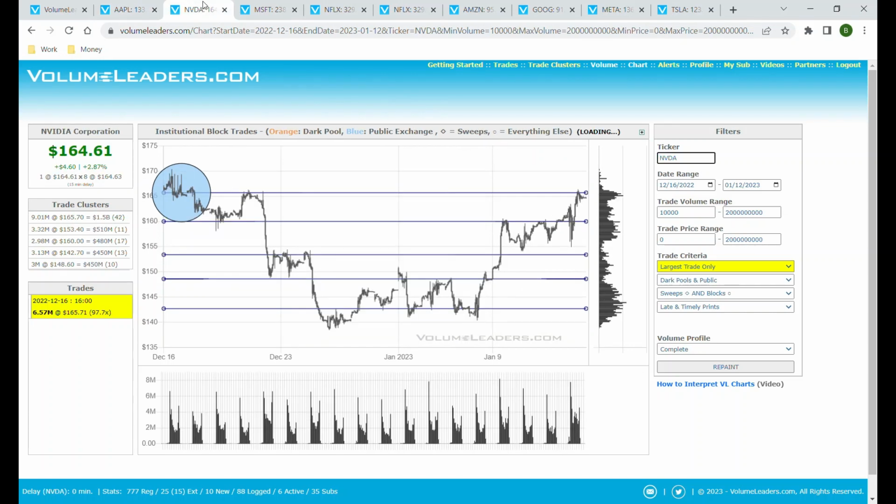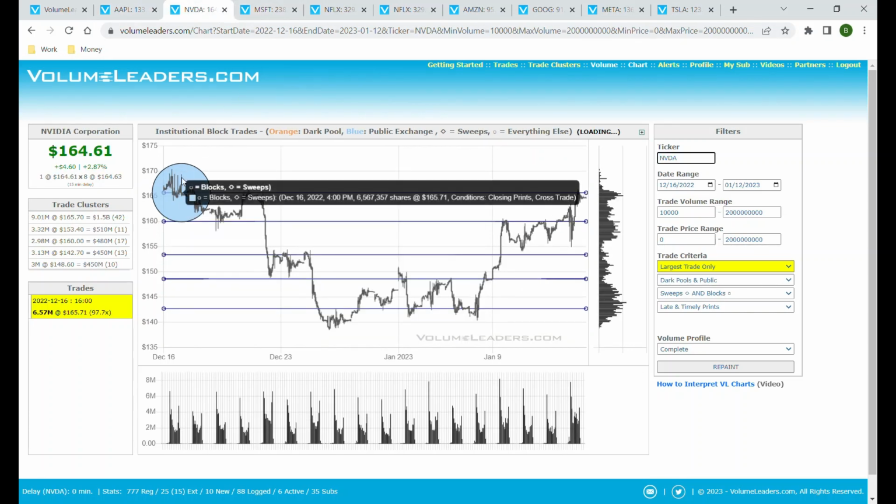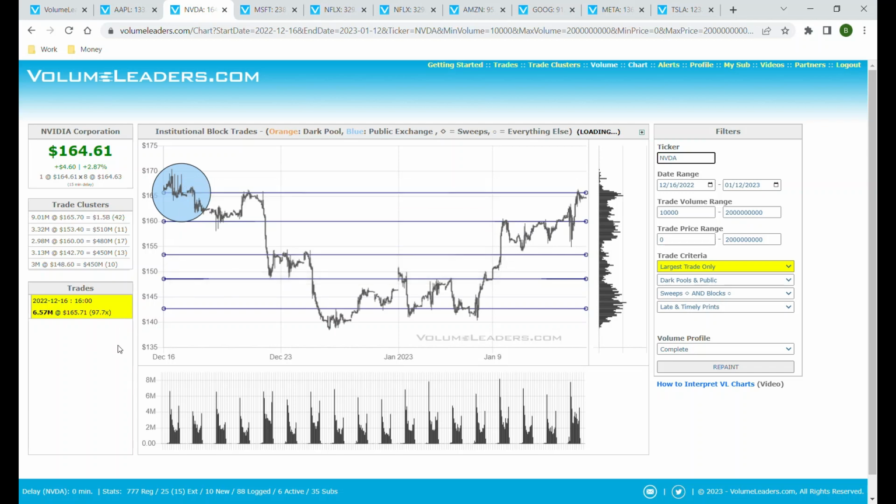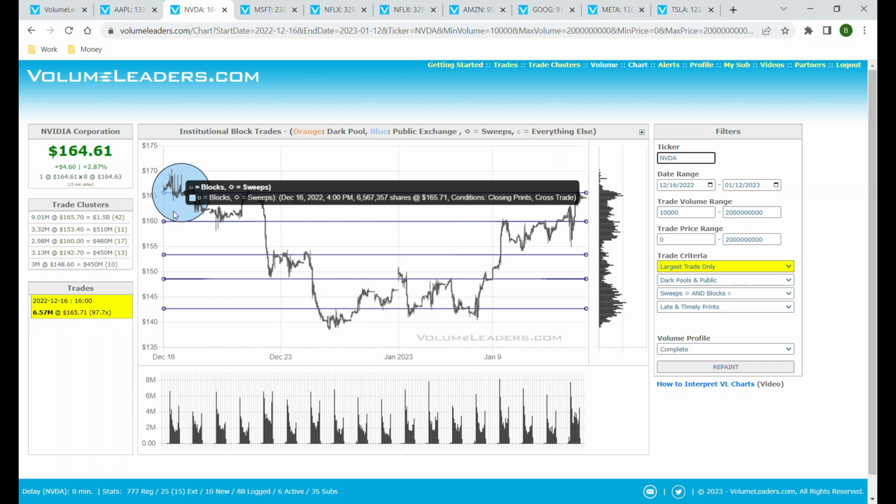Nvidia. Back on December OPEX, this trade was 6.5 million shares at 165.71, and it was the 9th largest trade in its history. Also a very significant level, and you can see very similarly, price came down, bounced, and hit that target today. Price has come full circle since this December OPEX trade, which was very large.